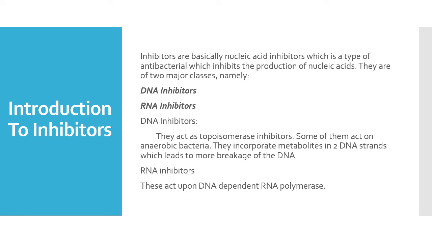So what are inhibitors? Inhibitors are nothing but nucleic acid inhibitors, and they are a type of antibacterial. Their main function is to stop the production of nucleic acid, and they fall under two major classes, namely DNA inhibitors and RNA inhibitors. DNA inhibitors act as topoisomerase inhibitors. They also act on anaerobic bacteria. They incorporate metabolites in the two DNA strands, which causes more breakage of the DNA strands. RNA inhibitors act upon RNA polymerase that is DNA dependent.